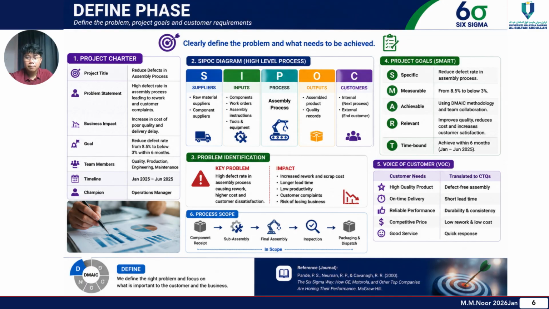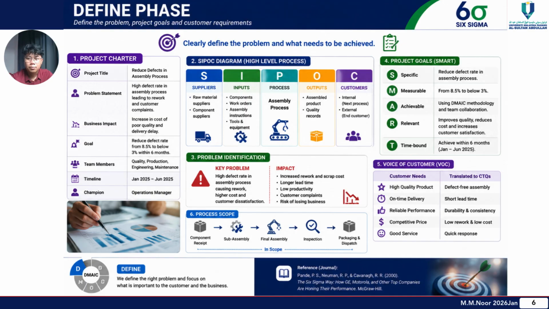And for the SIPOC diagram, it stands for supplier, inputs, process, outputs, and customer. Supplier provides the material or information. Inputs are the resources needed for the process. The process represents the activities performed. Outputs are the final result produced. Customer receives the output and evaluates the quality. This diagram helps the team to understand the entire process at a high level.